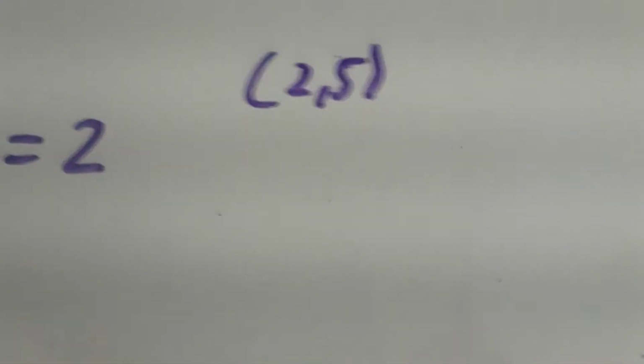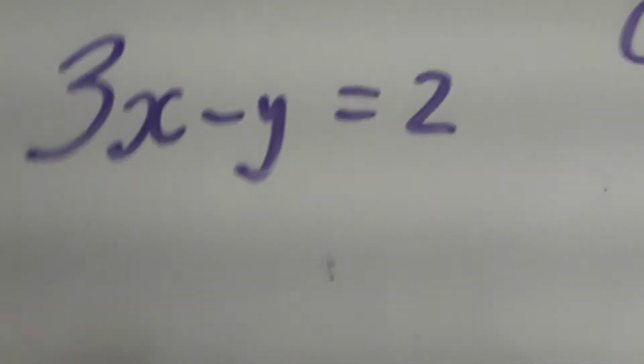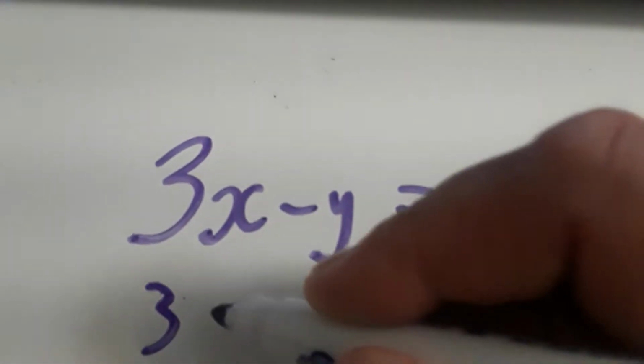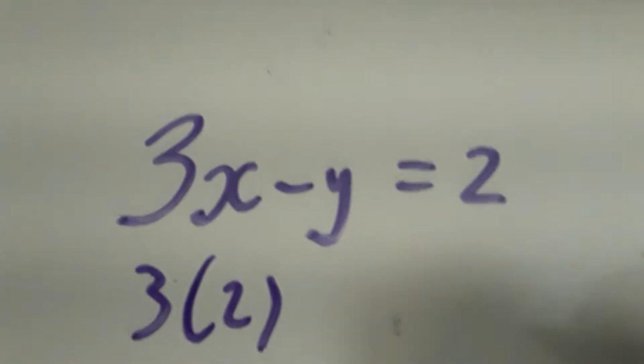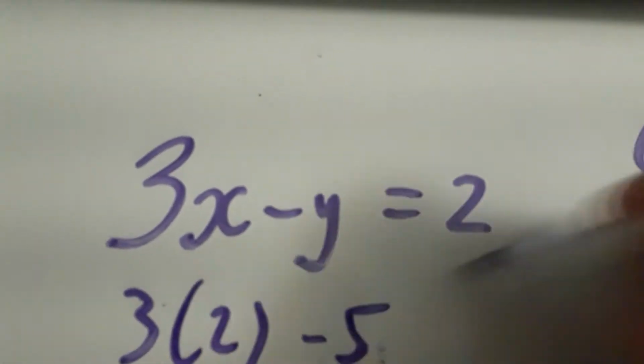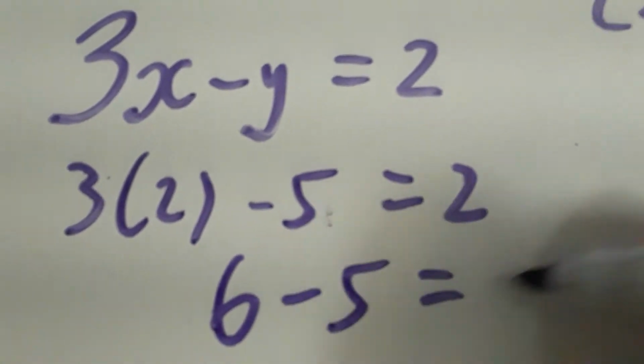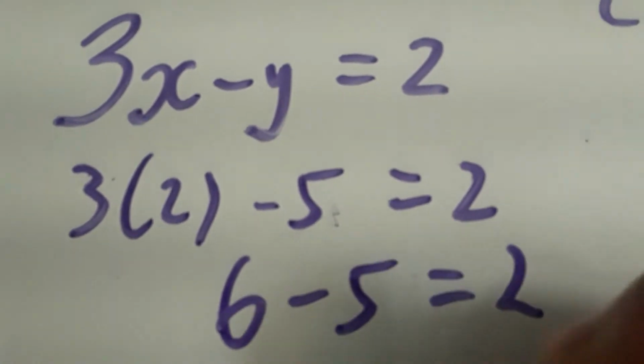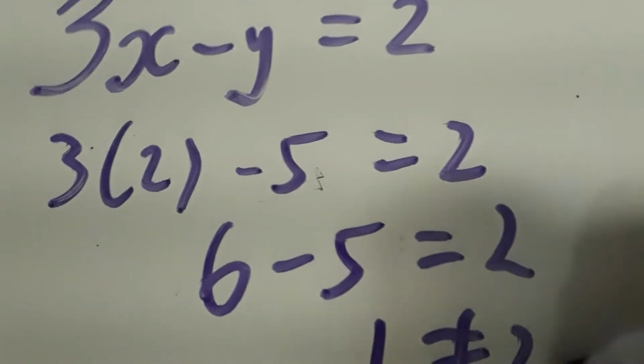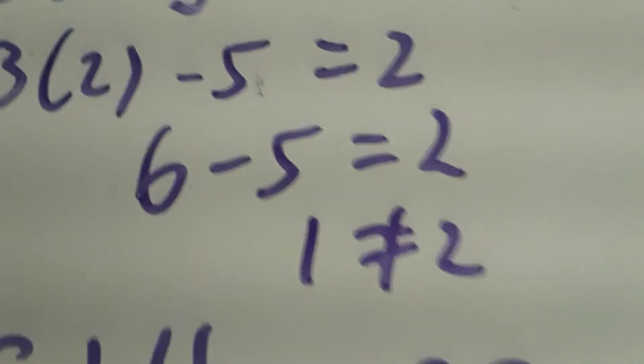It's pretty easy to tell that that's not the correct answer, because if you come over here and you make this 3 times 2 minus 5 equals 2, you end up with 6 minus 5 equals 2, and of course 1 does not equal 2. So right away you know it's not correct.